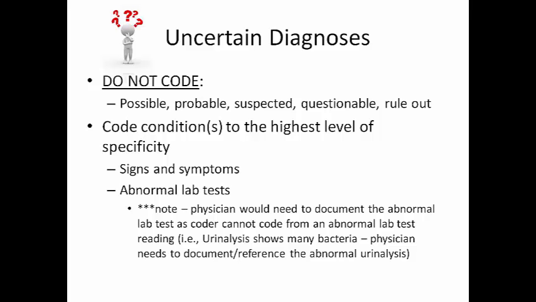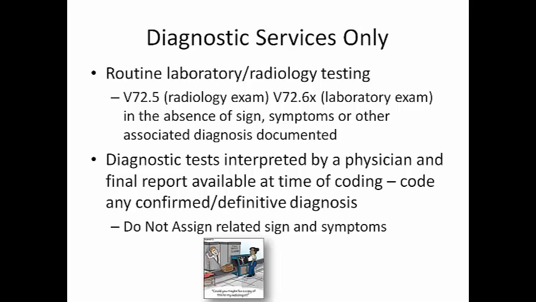Abnormal lab tests can be coded in an outpatient setting as long as a physician documented the abnormal lab finding. The coder cannot assume a diagnosis just from an abnormal lab finding. So for routine lab and radiology testing, the coder should assign a sign and symptom code. They can assign a sign and symptom code that the physician documented on the physician order. In the absence of a diagnosis or sign and symptom, a coder can code V72.5 for a radiology exam or V72.6 for a lab exam.